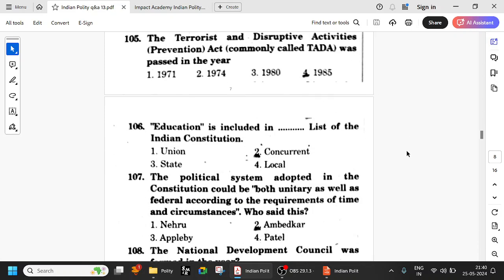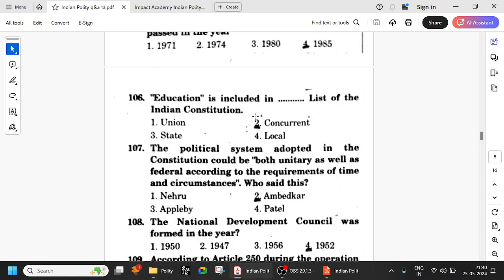Okay, so education is included in the concurrent list. As I said, agriculture, education, police, law and order, all those things come under concurrent list. And also those five which were moved from state list to concurrent list, education will be one of that. Okay, forests.